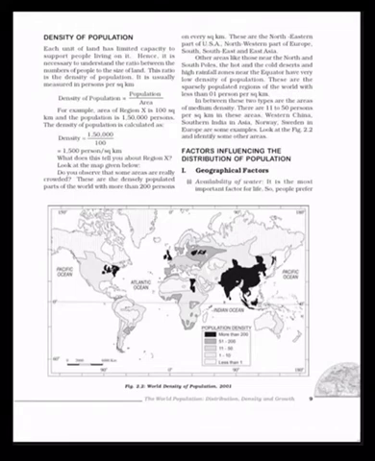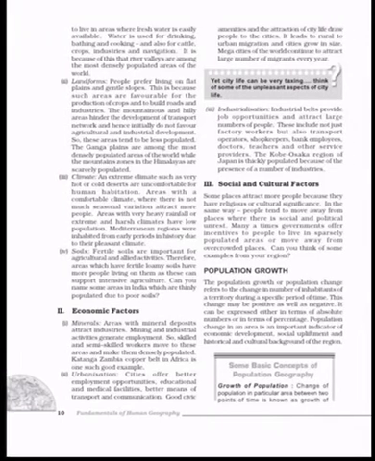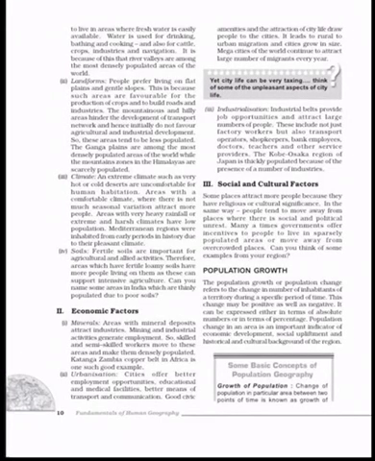So people prefer to live in areas where fresh water is easily available. Water is used for drinking, bathing, and cooking, and also for cattle, crops, industries, and navigation. It is because of this that river valleys are among the most densely populated areas of the world.